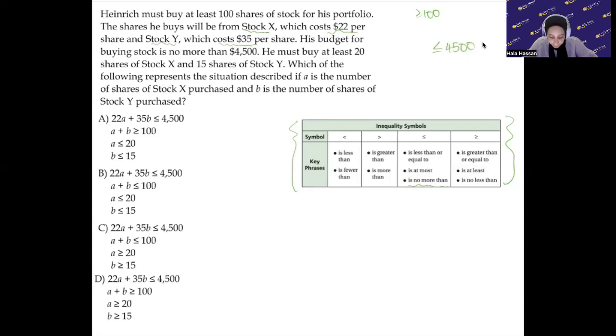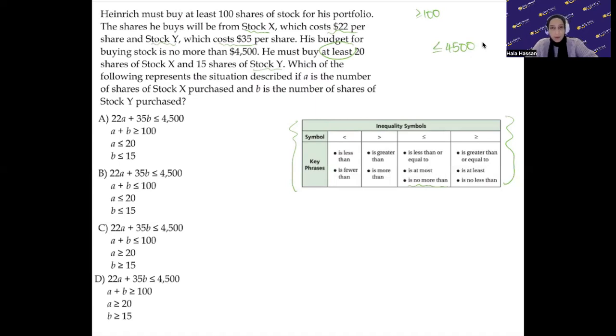Let's continue on. Over here, they're saying he must buy at least 20 shares from stock X. So each one costs $22, and he wants to buy at least 20 of those shares. And then stock Y, he wants to buy at least, because this at least applies to both of them, 15 shares of stock Y. So let's have a look at the remainder of this question. It's saying, which of the following represents the situation if A describes the number of shares from stock X and B describes the number of shares from stock Y?